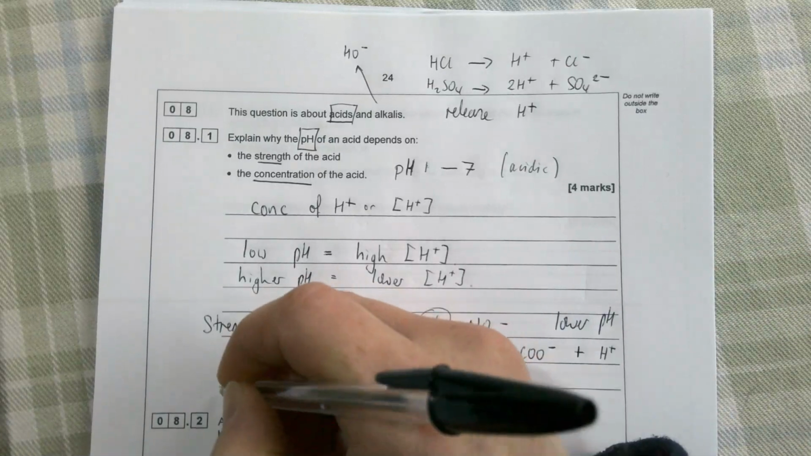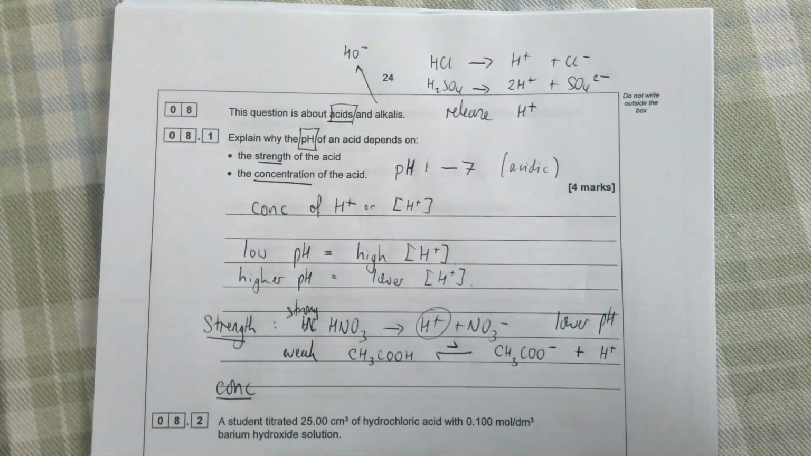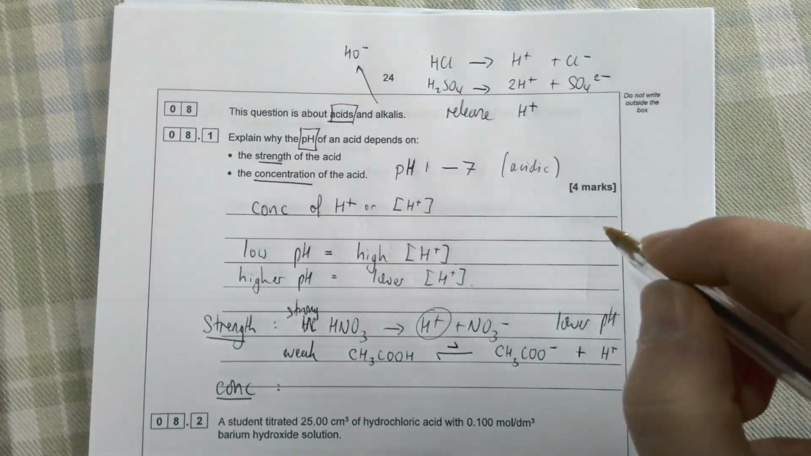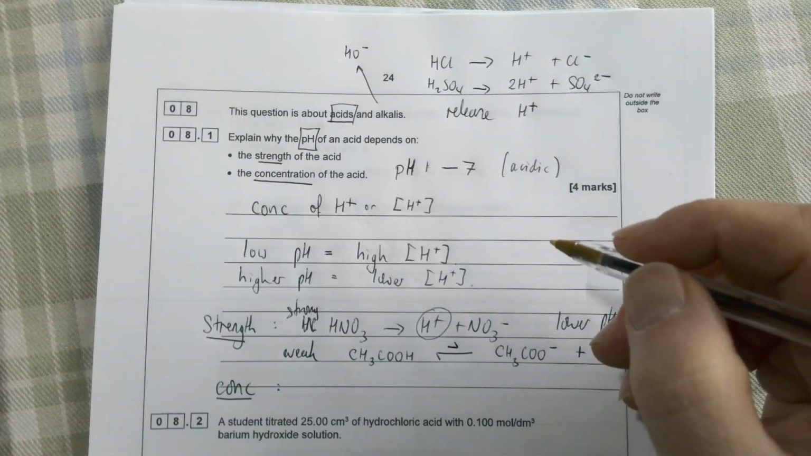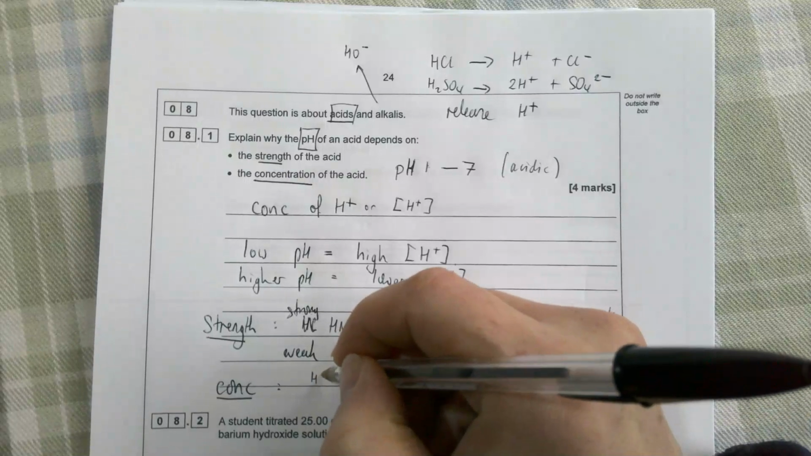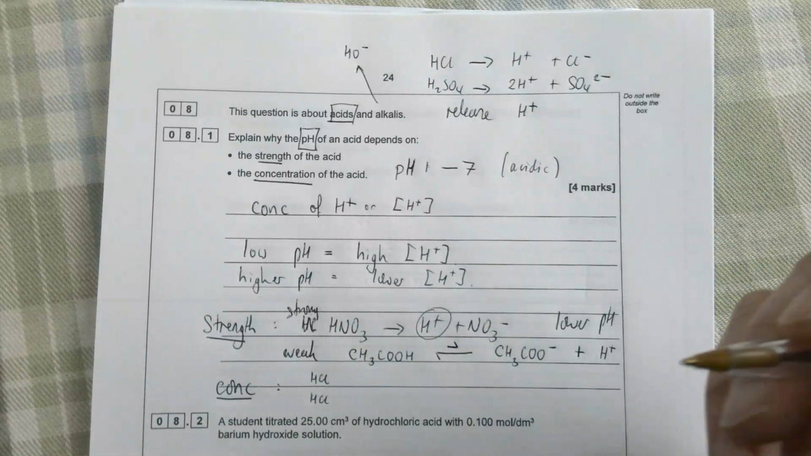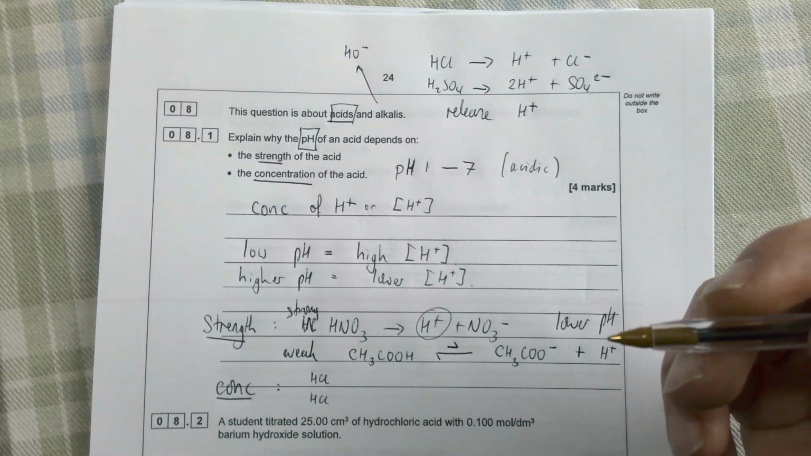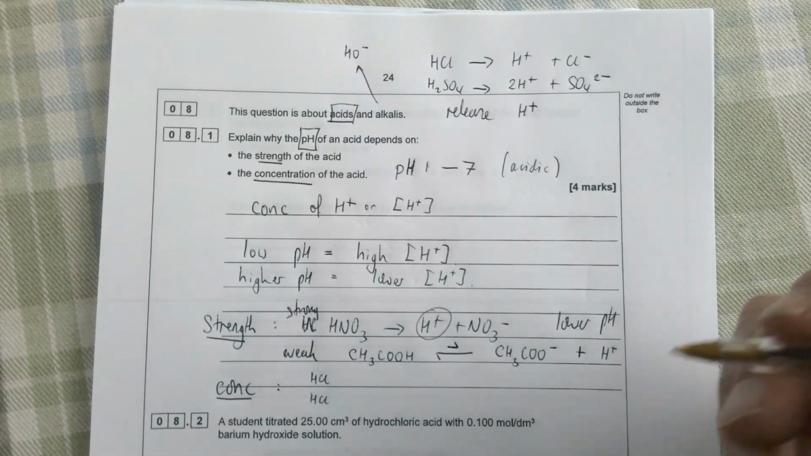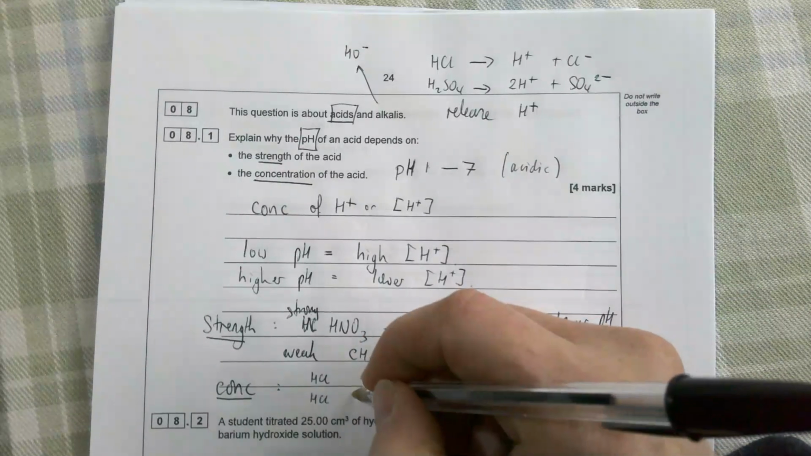Okay, and the other idea is simply around concentration, which is a much easier idea, one that you're familiar with. Let's take two examples: hydrochloric acid at 1 mole per litre, or hydrochloric acid at 0.1 mole per litre. The one that's at 0.1 mole per litre will be 10 times more dilute, and therefore a 1 unit higher pH.